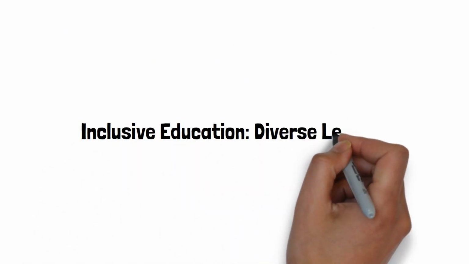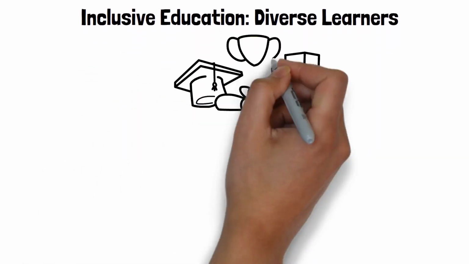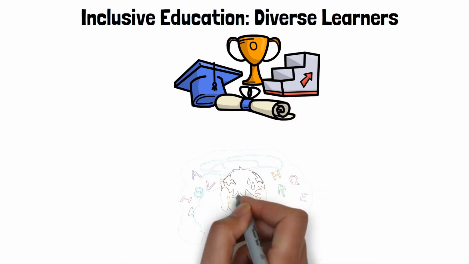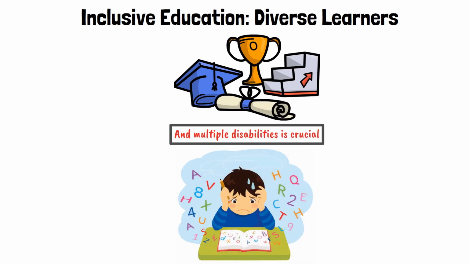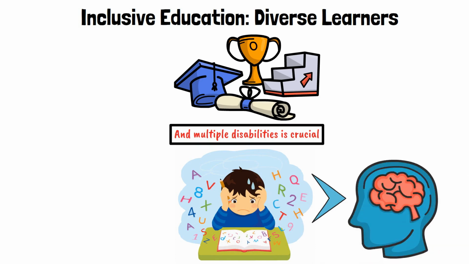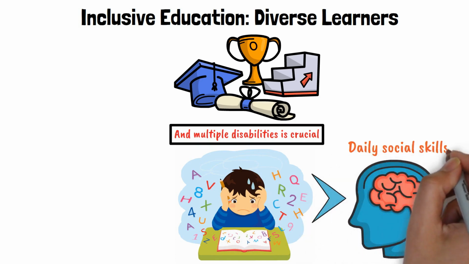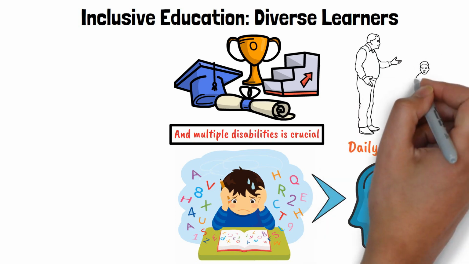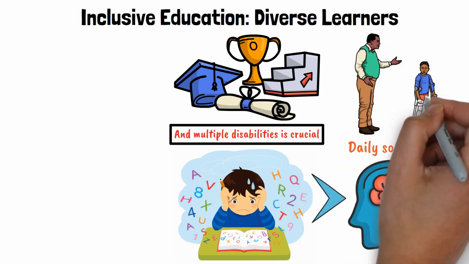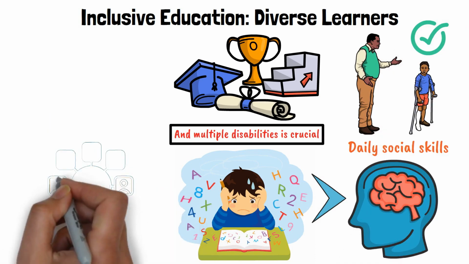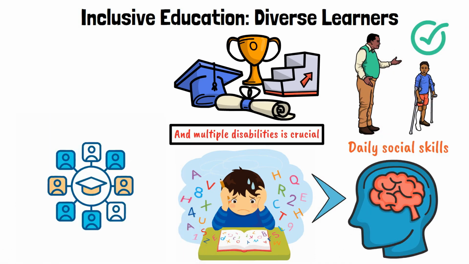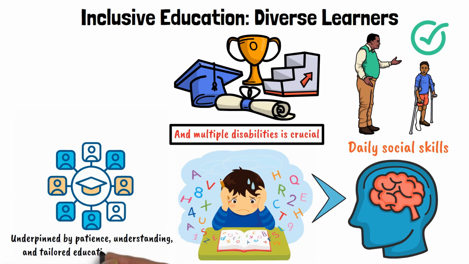Inclusive education, diverse learners. In the realm of special education, distinguishing between significant intellectual disabilities and multiple disabilities is crucial. Students with significant intellectual disabilities primarily face challenges in cognitive functioning and daily social skills. Conversely, those with multiple disabilities navigate a more complex array of concurrent impairments. Successful inclusion for these students hinges on creating highly personalized learning environments, underpinned by patience, understanding, and tailored educational strategies.